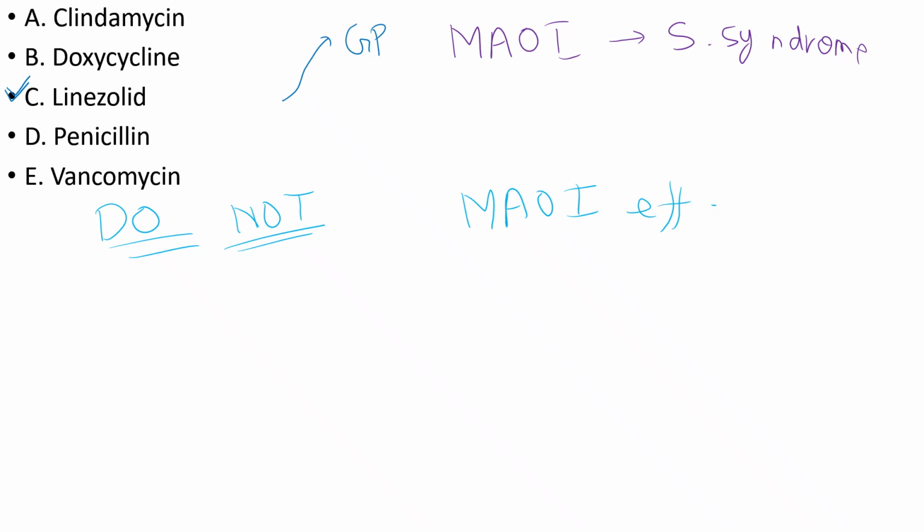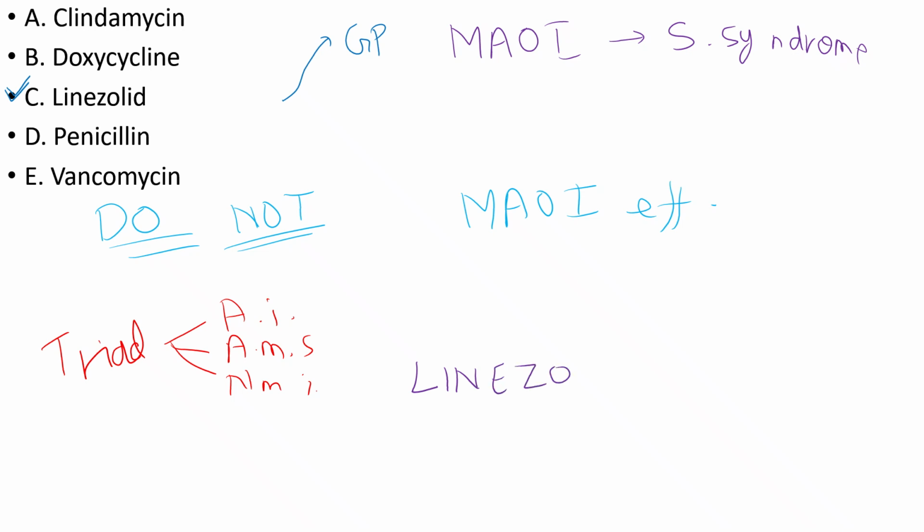The educational objective: I told you the triad, what the USMLE is trying to test, the triad of autonomic instability, altered mental status, and neuromuscular irritability. It can develop when a monoamine oxidase inhibitor antidepressant, or a non-antidepressant with monoamine oxidase inhibitor activity like linezolid, is combined with a serotonergic medication such as an SNRI, tricyclic antidepressant, or SSRI. Bye.